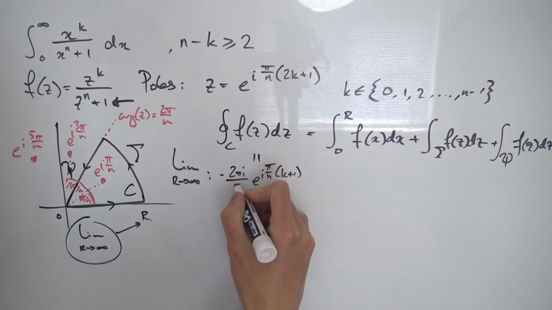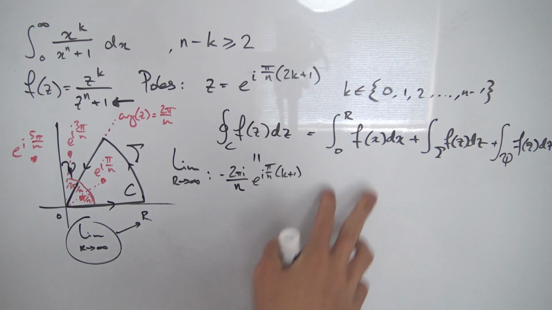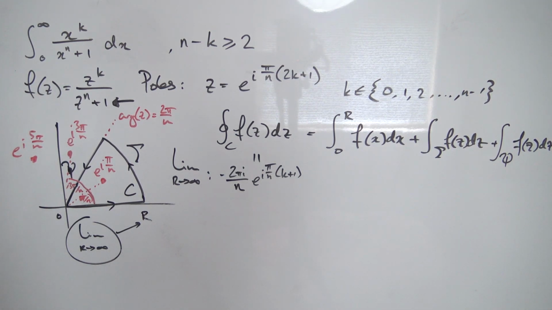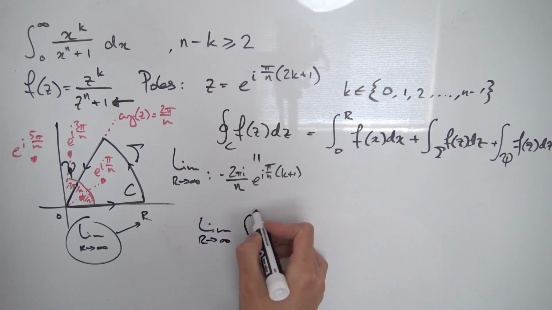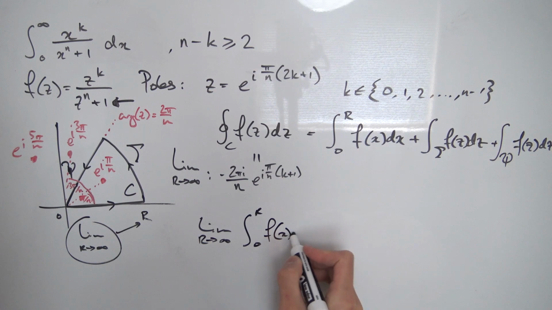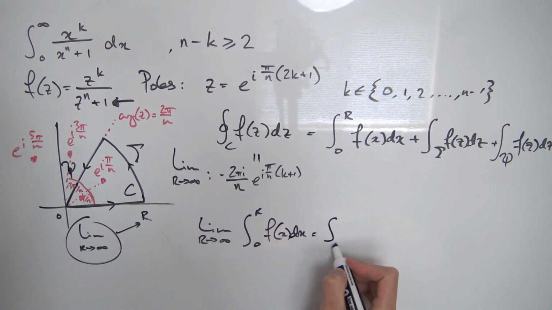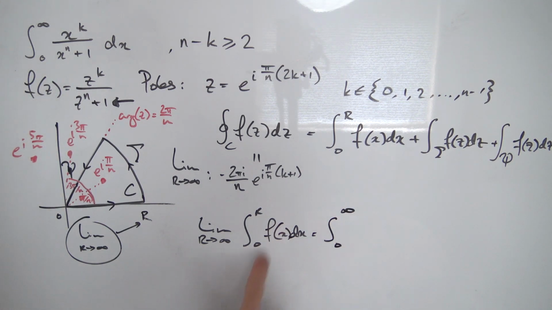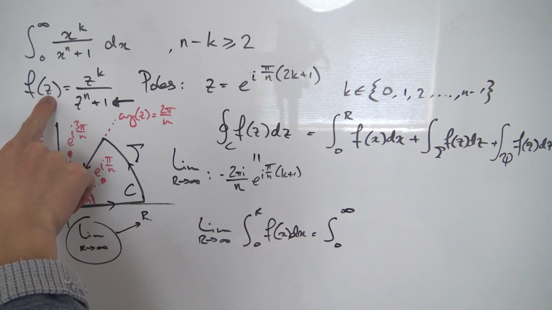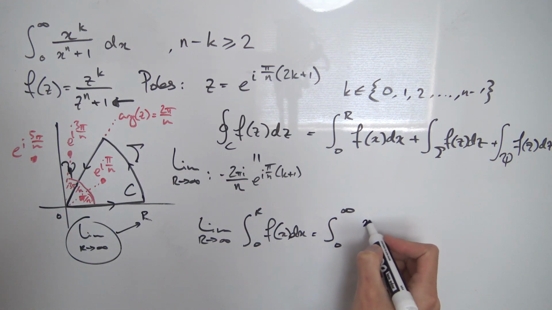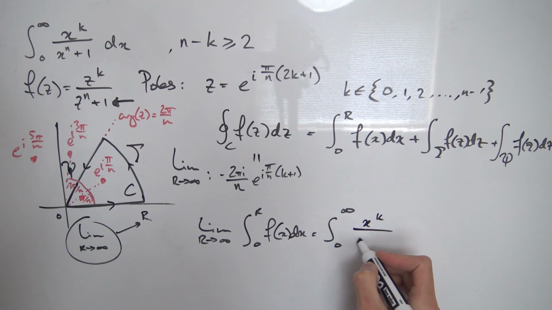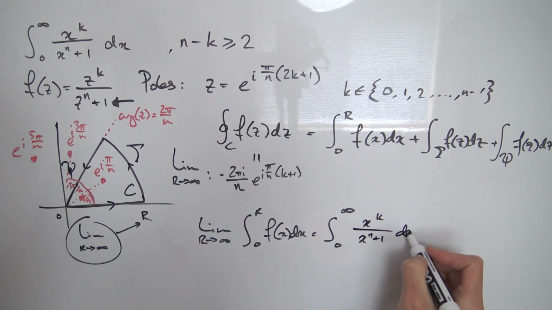And let's move on to the second integral. So the second integral is this integral from 0 to R of f of x dx. That's extremely easy to find the value of, because in the limit as our R approaches infinity, well, we can first of all take the limit, so that's the integral from 0 to infinity. f of x, that's exactly f of z, but with the z's replaced with x, so we have x to the k over x to the n plus 1 dx.